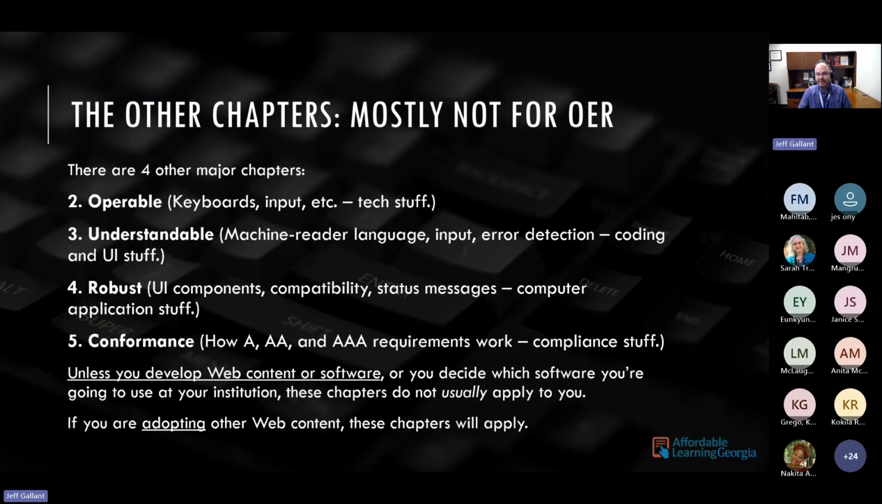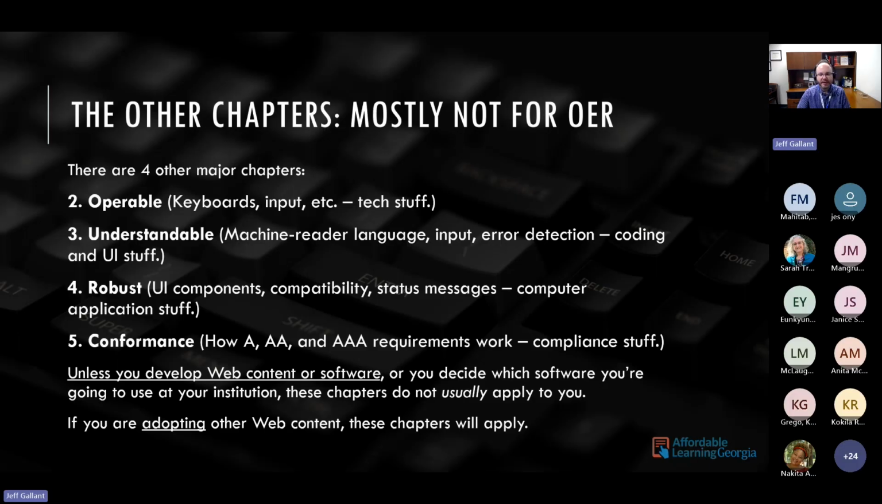Now, the other chapters of WCAG, and there is more than just that one that we were talking about for a while there, they don't have so much to do with OER unless your OER is something that's more advanced or web-based. So the second one is whether or not something is operable. So can you only use a keyboard and navigate everything? Can you only use a mouse and navigate everything? If you think of devices that folks use when they can't use their hands, but they can only use their mouth to navigate, or they can only use voice to navigate, that's that kind of thing. That's tech stuff that you need to know about.